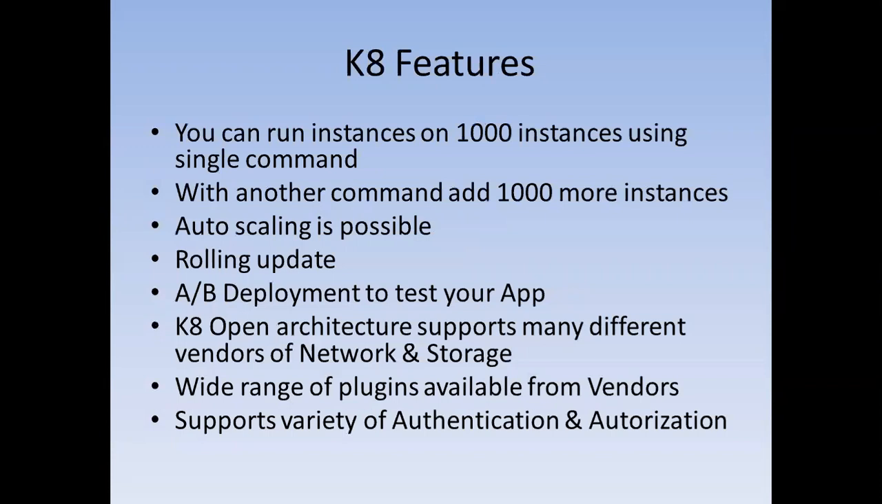So some features of Kubernetes, I think this point is already there. You can run up to 1,000 instances using a single command. And in case you want to add 1,000 more, you can add them with one more command. Auto scaling is possible. And when you're looking at deployments, you can go for rolling updates. Also, you can go for A/B, or what we call blue-green deployment, to test your applications. And Kubernetes' open architecture supports different network and storage vendors.